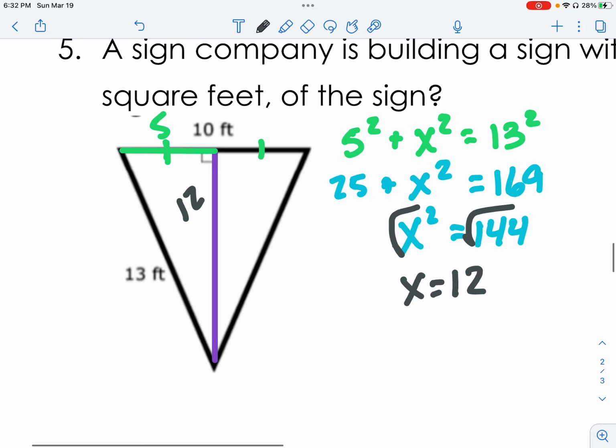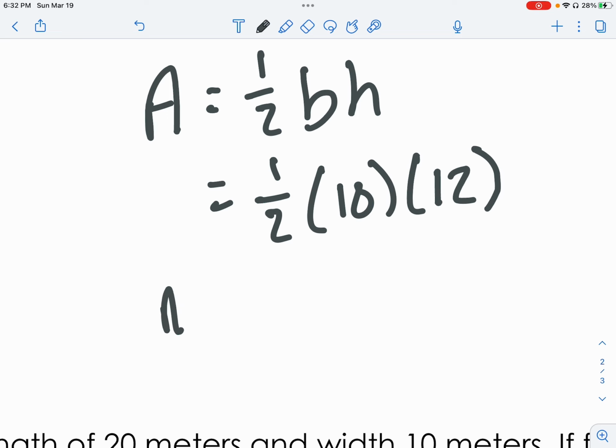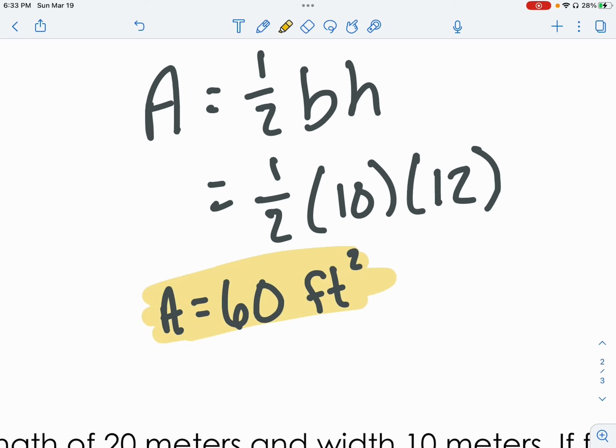We have our base, we have our height. Plug it into the triangle formula, 1/2 base times height, 1/2 times 10 times 12, and your area is 60. Do not forget about your units, which are feet, and since this is area, we have to square it.